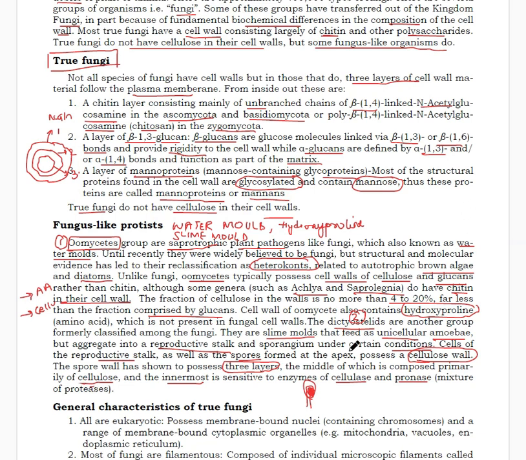Fungus-like protists are what? They are oomycetes and dictyostelids. Oomycetes have a cellulosic cell wall, and they have hydroxyproline as well. What about dictyostelids? They are another group and they have a cellulosic cell wall. They form sporangium under adverse conditions, and the sporangium has three layers made up of cellulose, and the innermost layer is most sensitive to enzymes like cellulase and pronase. So this is up to where we studied.